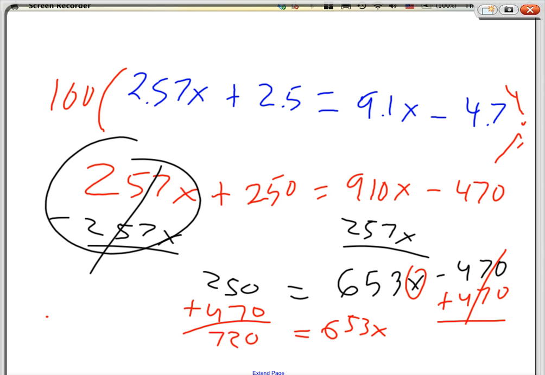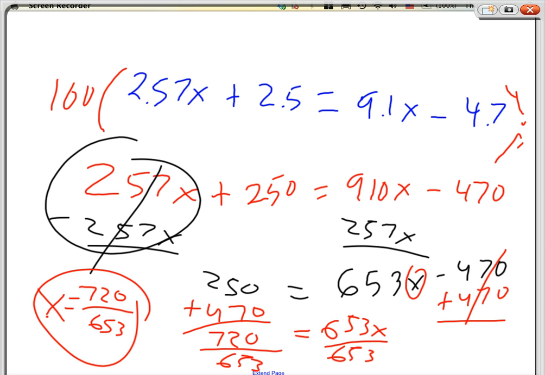Okay, last step. What do I do? Divide. Divide by 653. So then x is 720 over 653. Can't simplify. We can just leave it like that. Or if you want to convert it back to decimal, you can divide if you want to. But I'm satisfied with that one. Any questions so far on how to solve a problem such as this? Are we good?